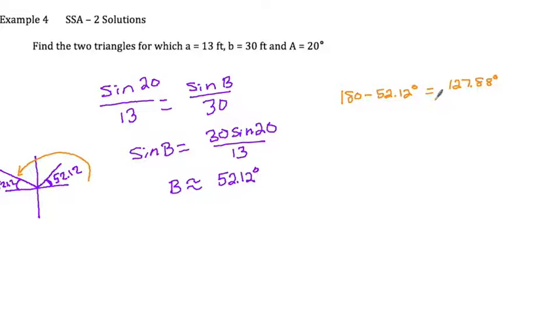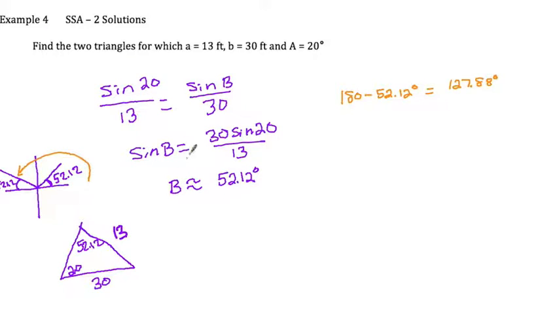So let's draw this out and see if we can cram everything in here. I'm going to switch back to purple. This triangle right here, sorry, I'm not using my straight edge, it's faster that way. 20, 52.12, 13 and 30. That would be this triangle right here. I'm going to call that my first triangle.